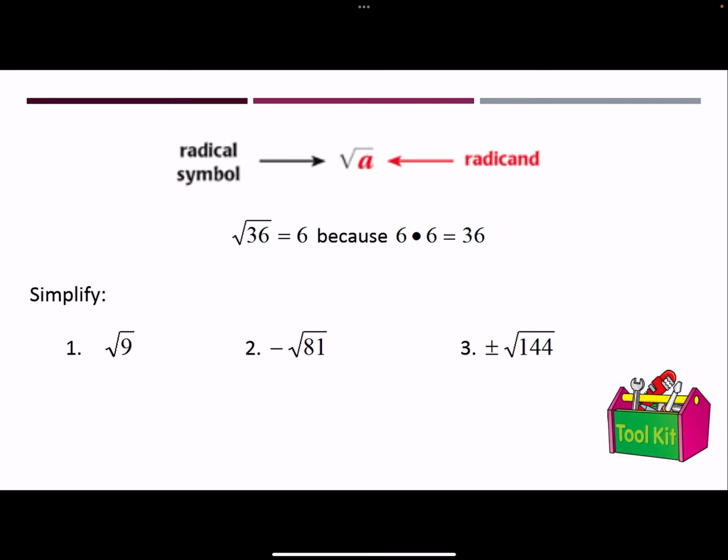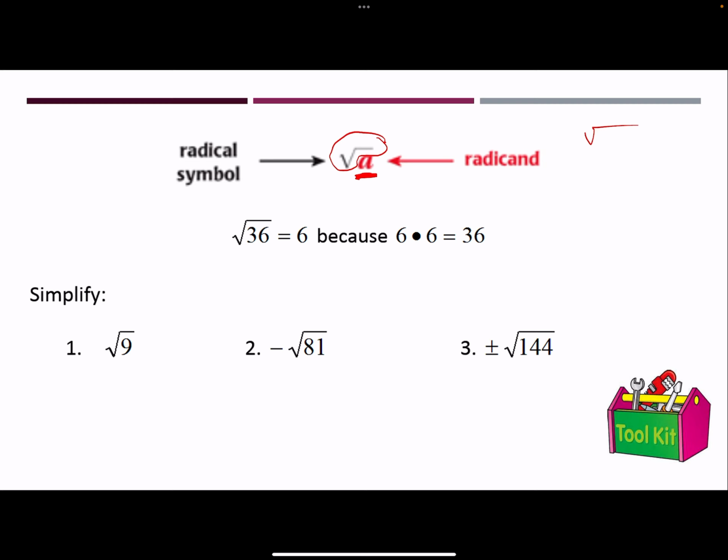So let's go over another definition on your toolkit. When we talk about radicals, they're going to consist of what we call a radicand. The radicand is whatever's under the square root. And then the square root symbol, or the radical symbol, is kind of like a V with that long tail over on the right. So the radicand's the thing under the square root.